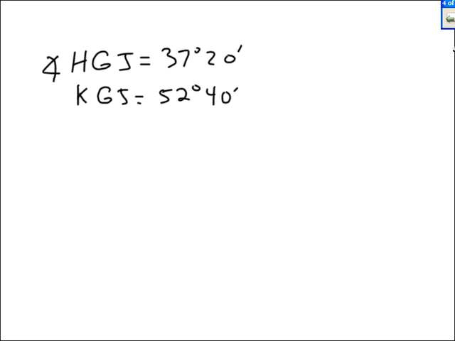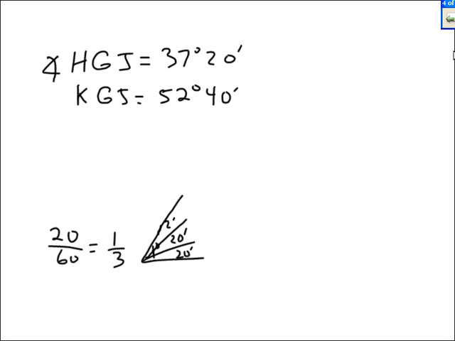Remember, 60 minutes make up a whole degree. So that 20 is a third of 60. It's a third of a degree. I know this is a bit big for 1 degree, but if that was 1 degree and you broke it up into 3 parts, they'd each be 20 minutes. The sum would be 60 minutes or 1 degree.